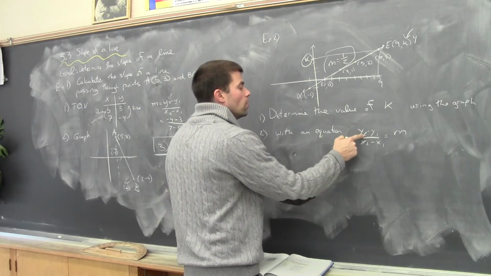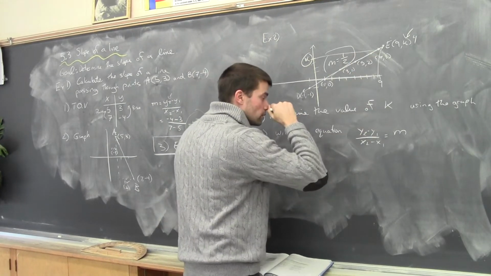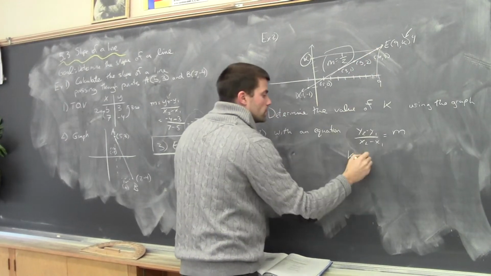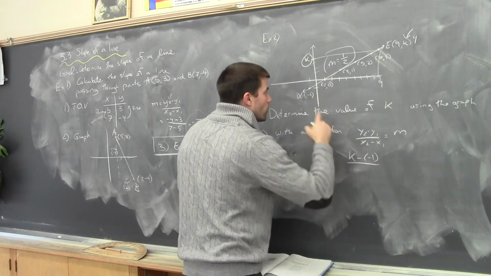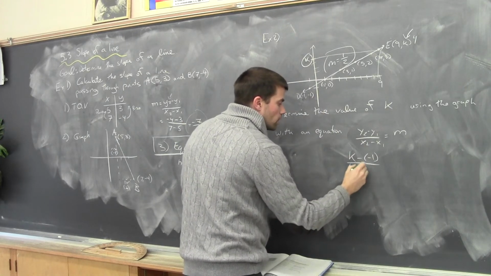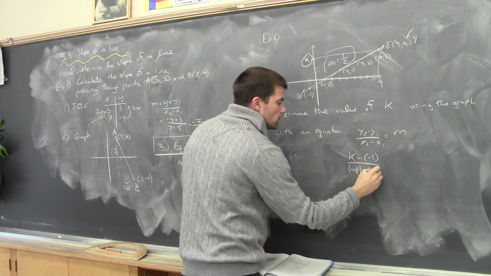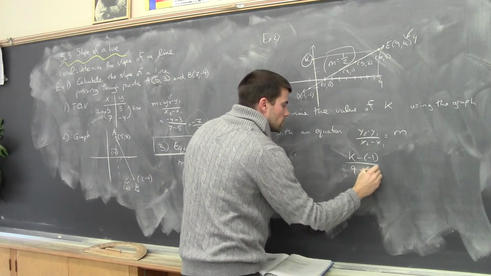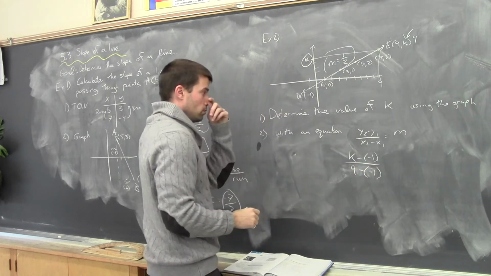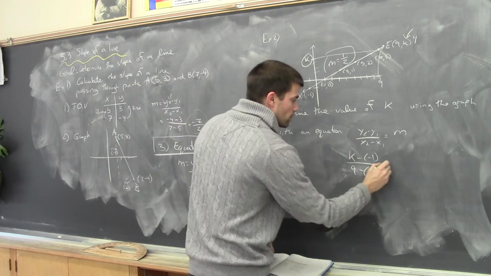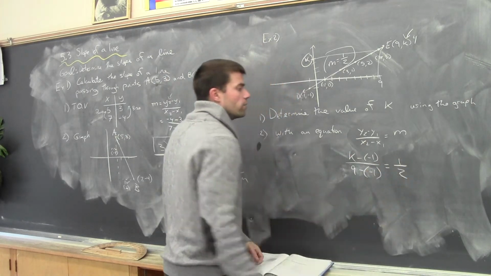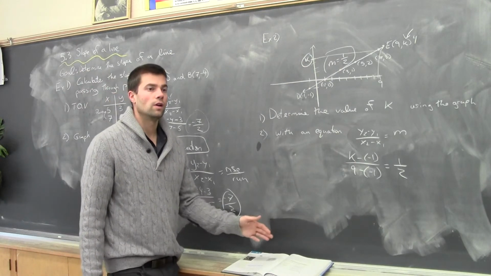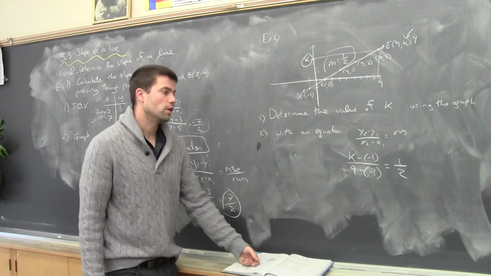We know what y1 is; we don't know y2, it's k. So k minus y1, which is negative 1, over x2, which is 9, minus x1, which is negative 1. Okay, that's all the values we've set there, and that's equal to a half. How do I know it's a half? As a slope. Yeah, it's given, the slope.